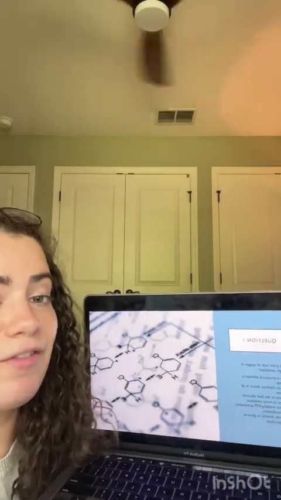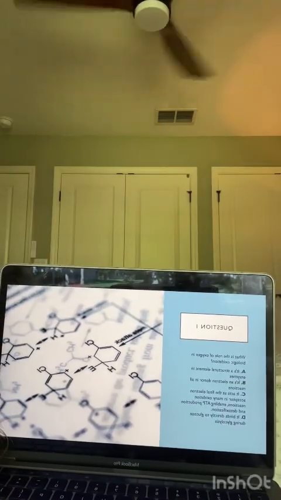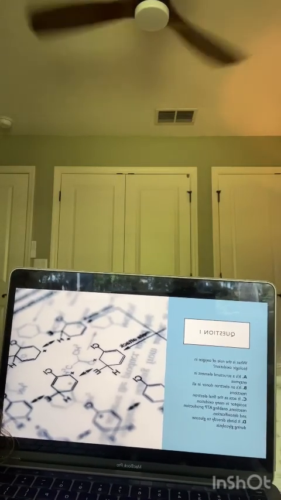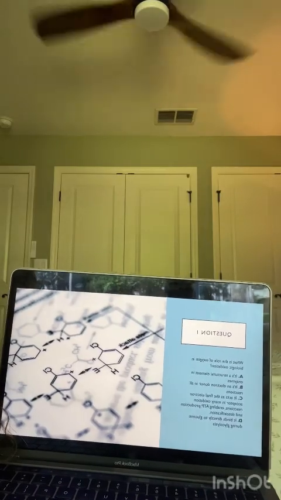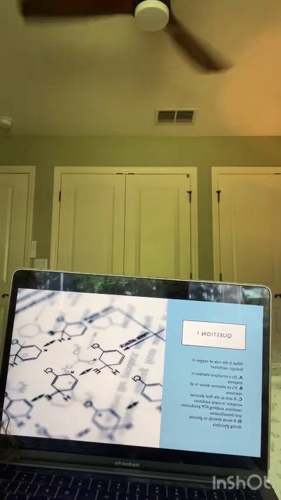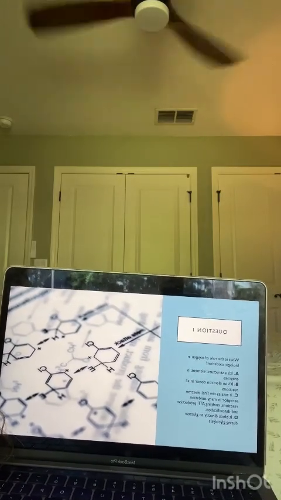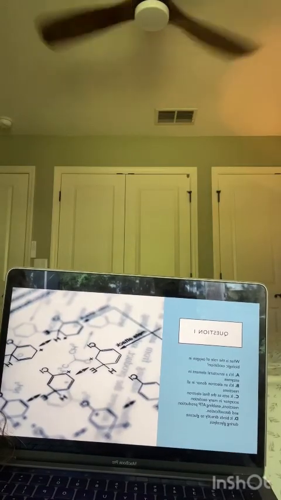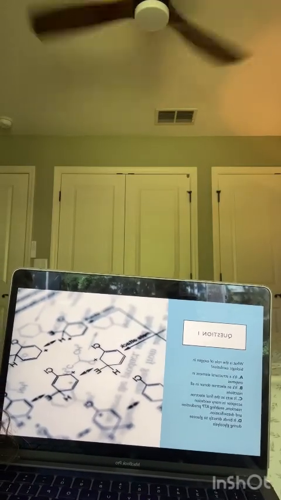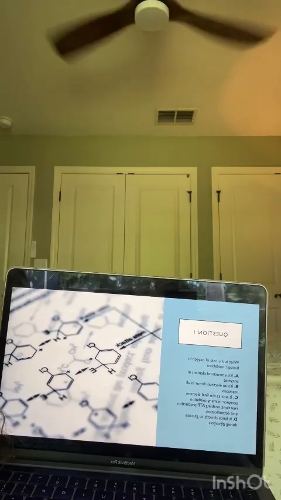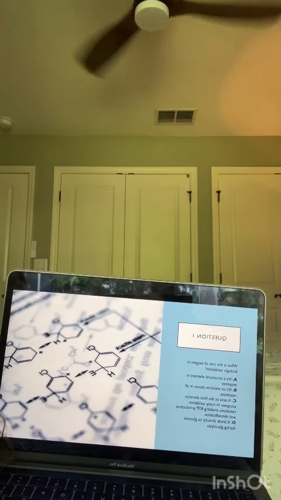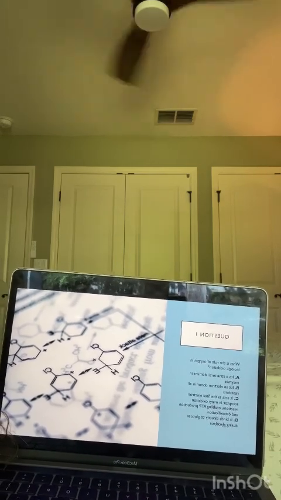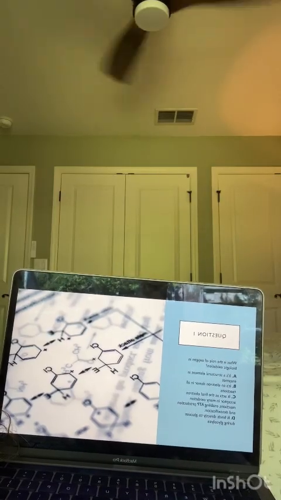Here I have my very first question, and I'll get it a little closer to the screen. It reads, what is the role of oxygen in biologic oxidation? For option A, it states it's a structural element in enzymes. Option B, it's an electron donor in all reactions. In C, it says it acts as the final electron acceptor in many oxidation reactions, enabling ATP production and detoxification. D, it binds directly to glucose during glycolysis.